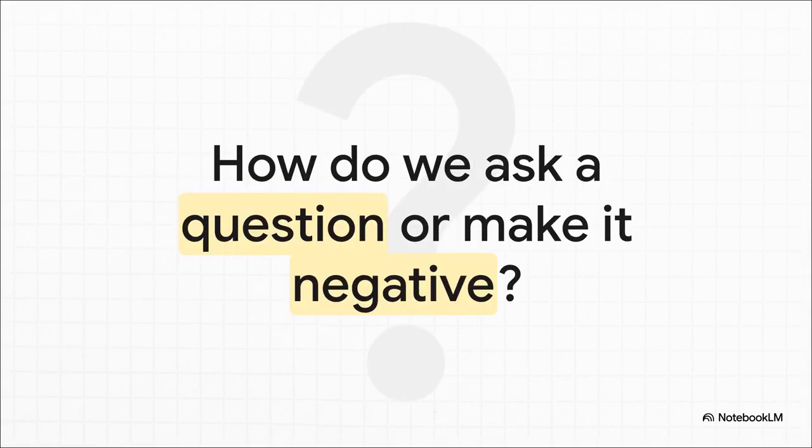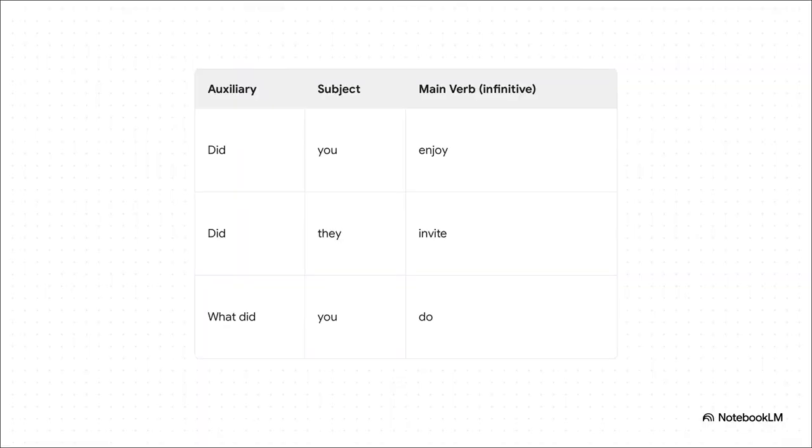The end. But what if you want to ask your friend if they enjoyed it? Or, let's be honest, what if the party was kind of a bust and you want to say you didn't enjoy it? How do we flip the sentence around? The secret ingredient is one tiny word, did. To ask a question, you just stick did at the front. But, and this is the really important part, look at what happens to the main verb. Did you enjoy? The verb enjoy goes right back to its original, normal form. It's because did does all the hard work. It's already showing us we're talking about the past, so the main verb gets to take a break.